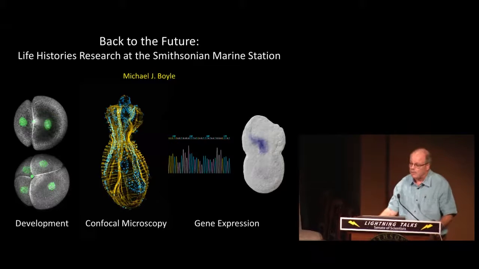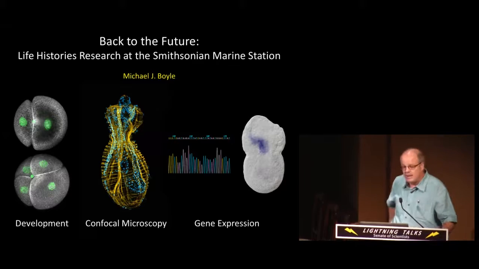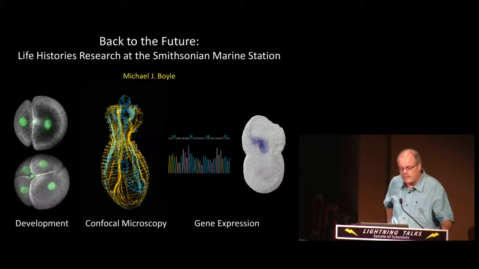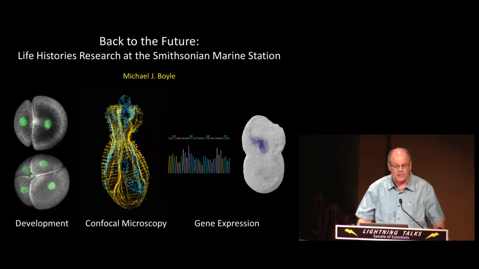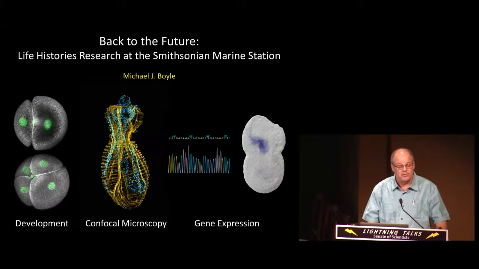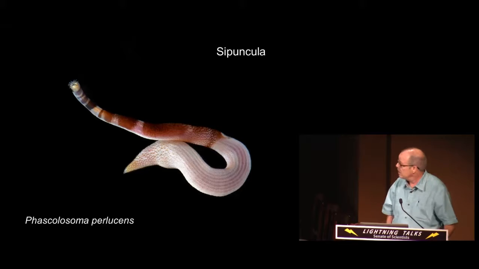The tools I use for my research include developmental biology, different types of microscopes, and the expression of genes during early animal development. These tools allow us to not only gain insights on the origin of species, but also the movement of species around the planet, especially in the oceans. In the Life Histories program, I use them to study a group of sipunculan marine worms, like the magnificent specimen on the screen in front of you.